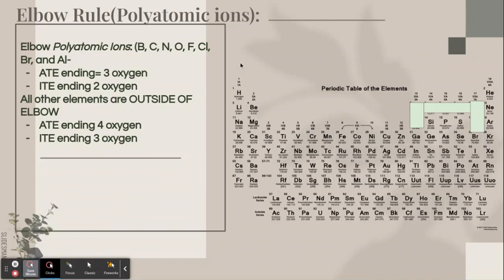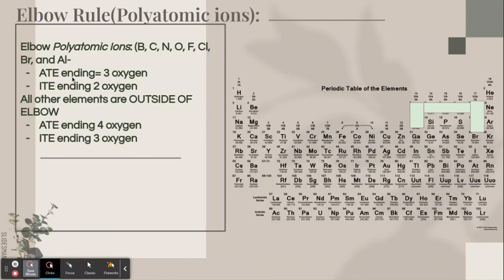Elbow rule. The elements that are in the elbow are over here. I'm not quite sure why it is covering up right now, but there's boron, carbon, nitrogen, oxygen, fluorine, chlorine, bromine, and aluminum.